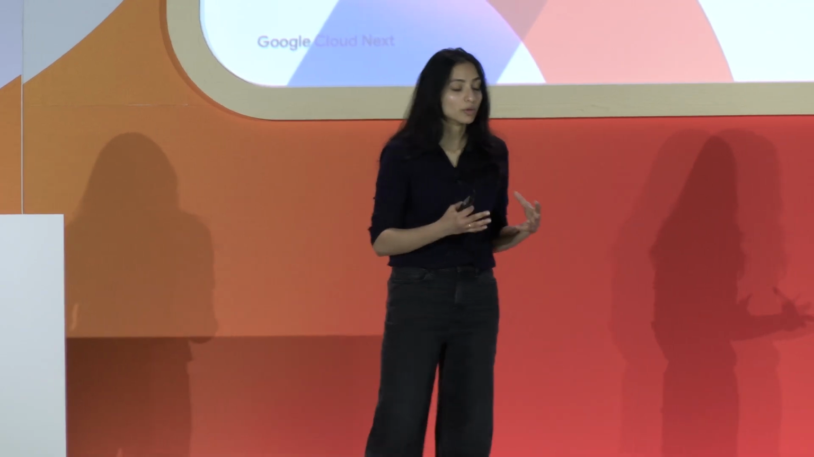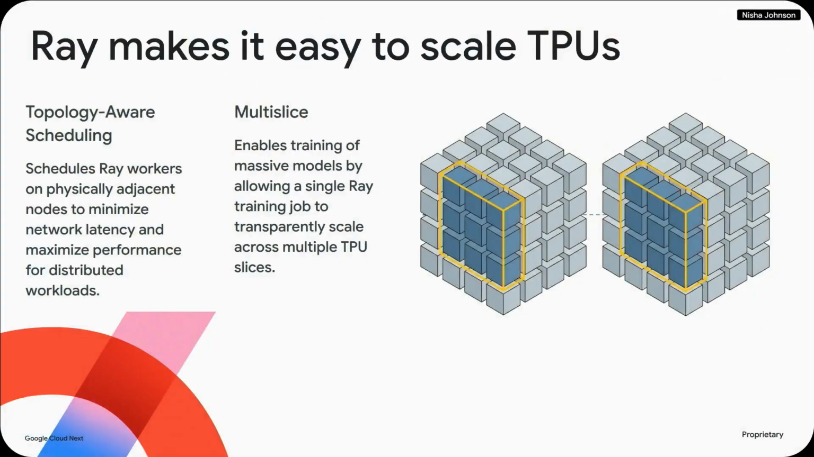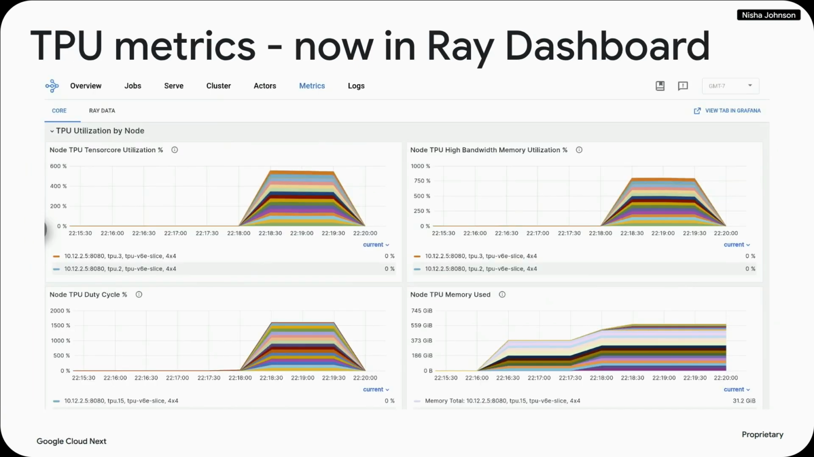Ray is also very easy to use when you're running your jobs, which are large scale on TPUs. It'll do automatic topology-aware scheduling on physically adjacent nodes, so you don't have to go through a lot of communication hops and suffer any throughput loss. And if your job spans multiple pods, you will need multi-slice, and Ray supports that as well. A lot of the Ray community uses Ray dashboard, and now TPU metrics are also available in Ray dashboard. If you have your own custom monitoring panel, you can also export these metrics using Grafana.